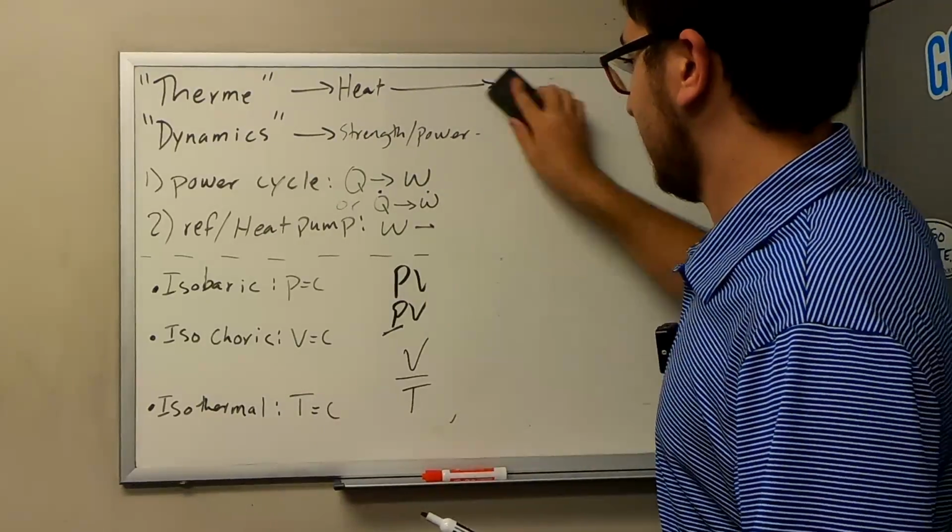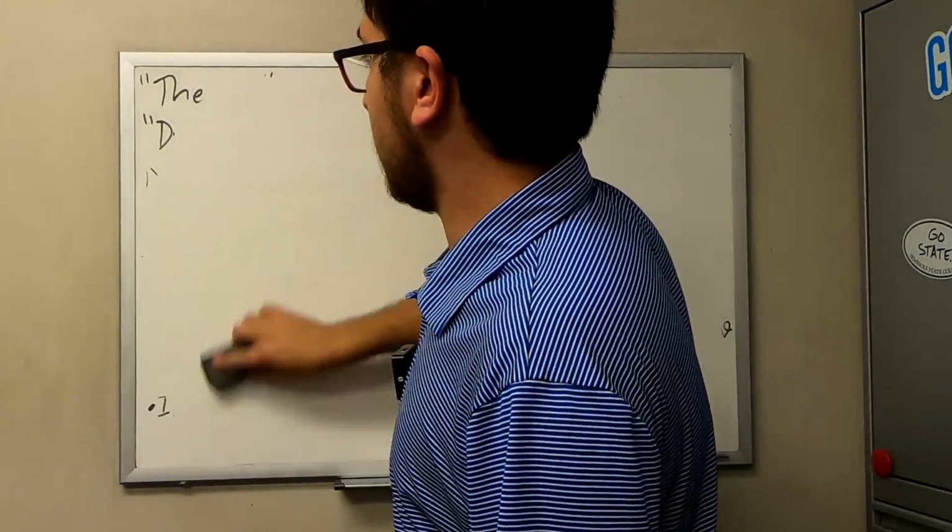Would this be like a 4,000 level class or a 3,000 level? This is a 3,000 level class.